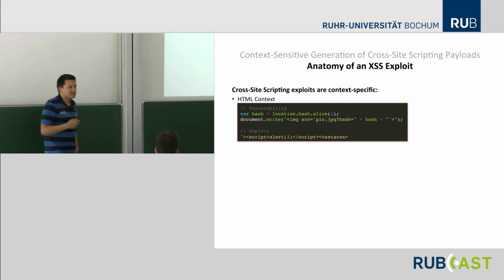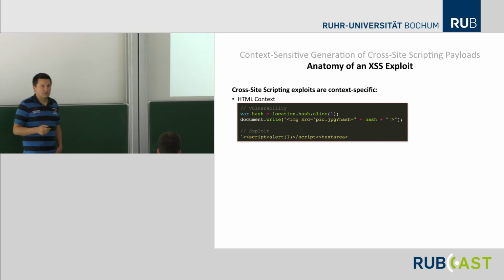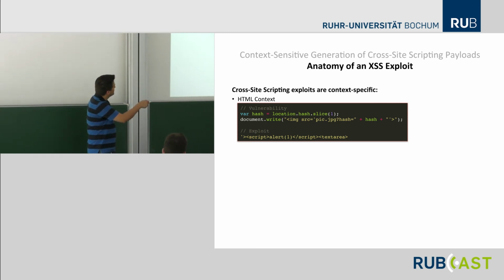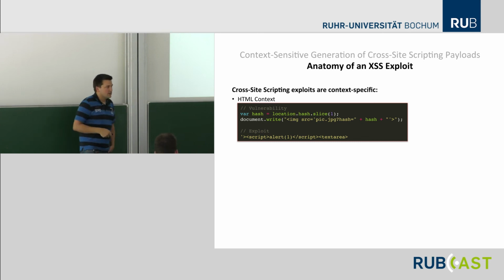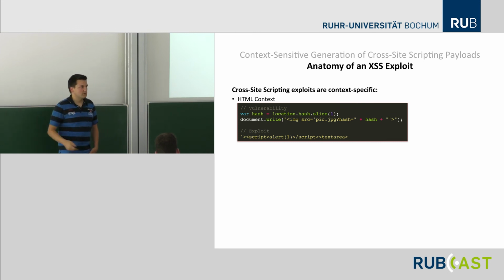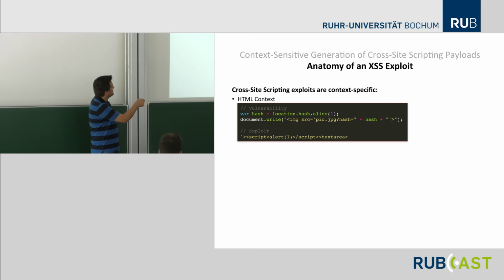So the first context that you can inject in is obviously the HTML context. In this example, we have a cross-site scripting vulnerability. We have a document write, and we write a user input that is coming from location hash. Sorry, that was wrong. Document write turns a string into HTML code. So when you inject into document write, you need to create a payload that contains HTML. And we see this here.